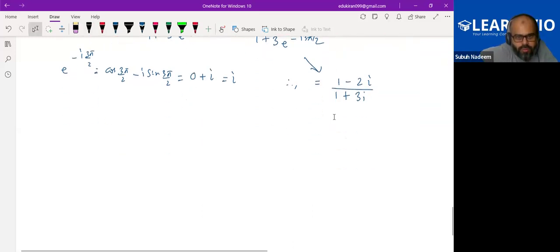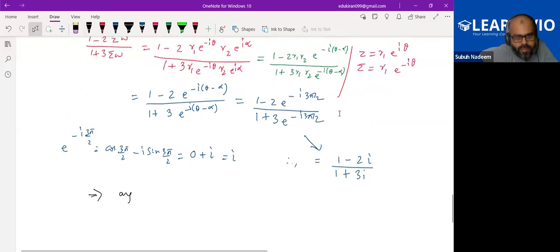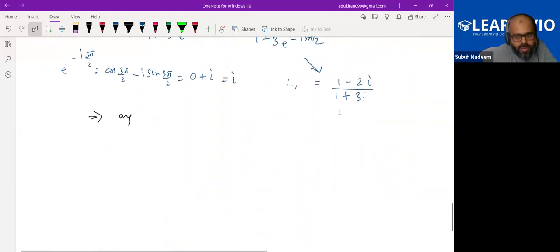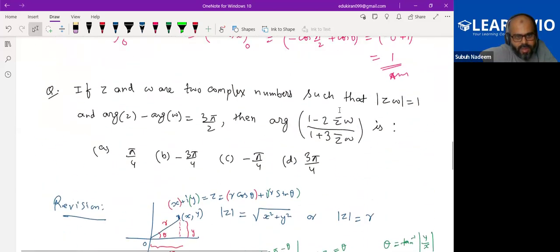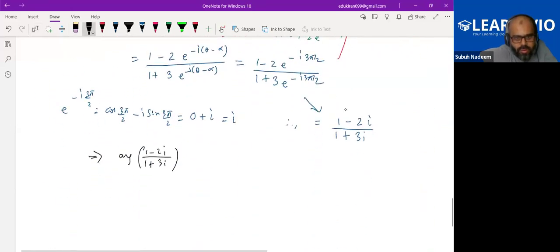Okay, so if you proceed further, this implies that the given expression whose argument we want to get is the argument of (1 minus 2i) by (1 plus 3i). This is what we need to find. This is what is being asked in the question.